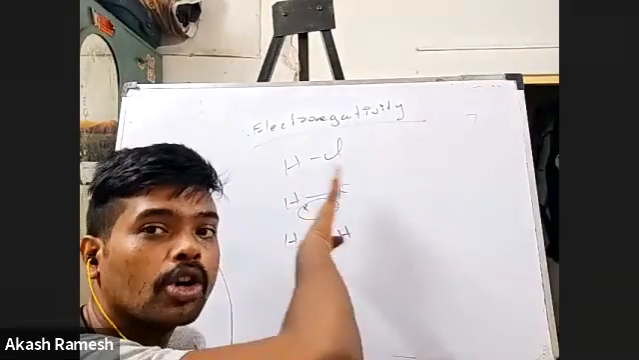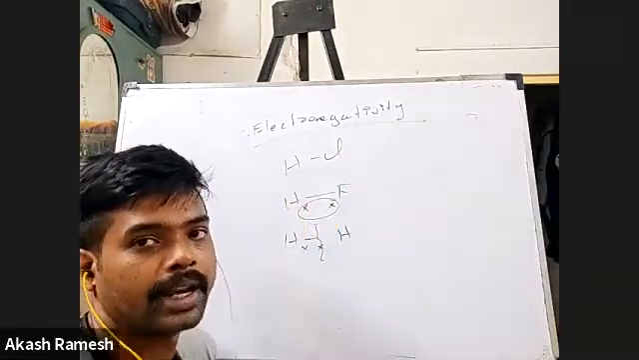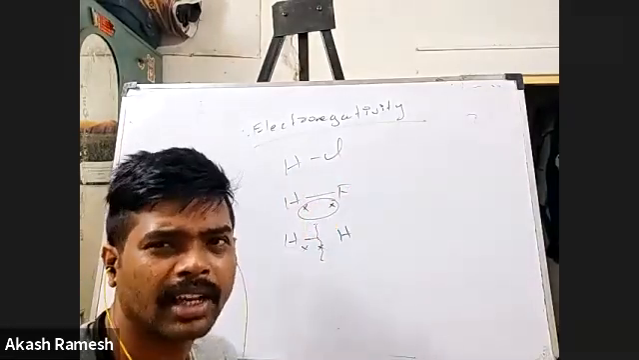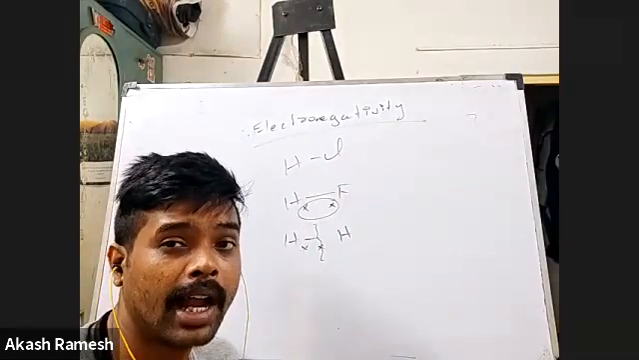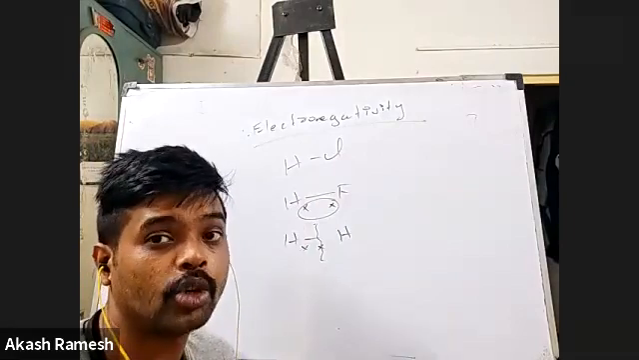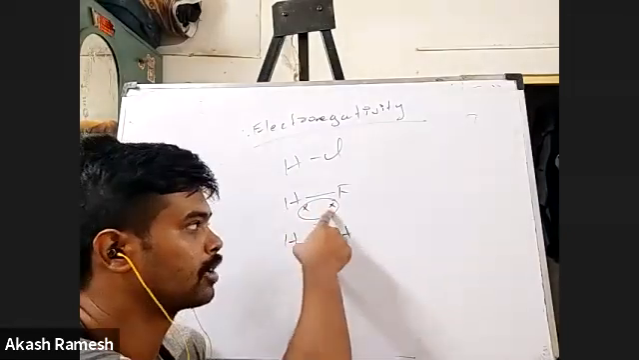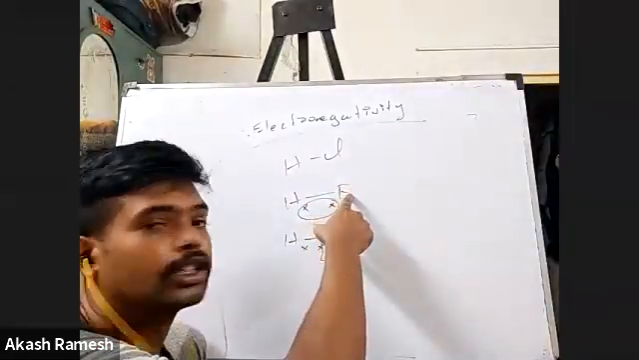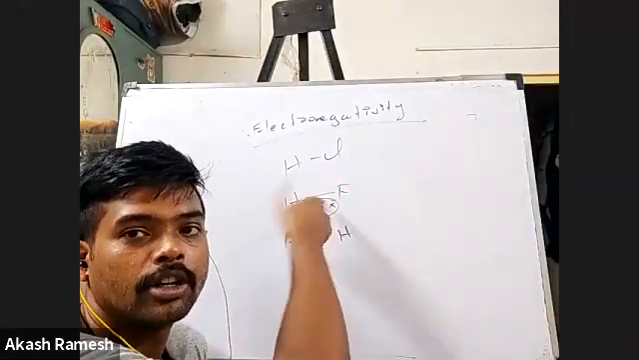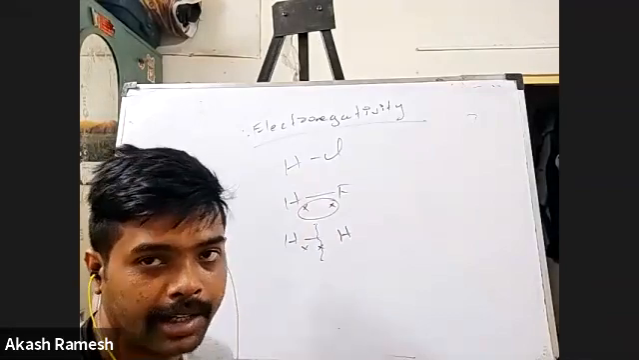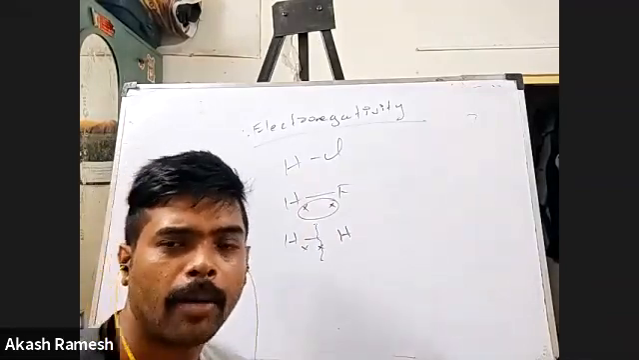It will be more towards fluorine, a little far away from hydrogen. And this is what I say: it is the ability of the element to attract a shared pair of electrons towards itself. So this is the shared pair of electrons moving towards fluorine because of its high electronegativity, right? So that is how I properly explain electronegativity.